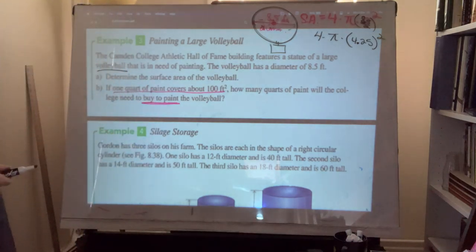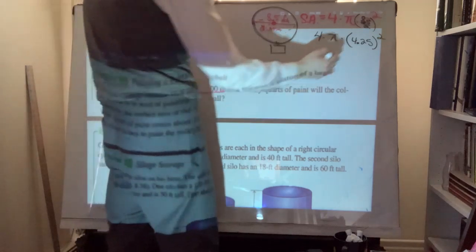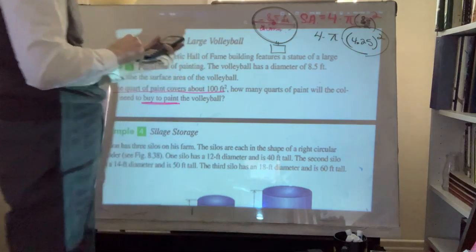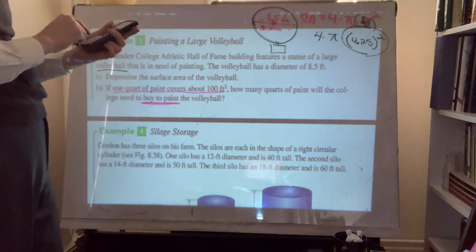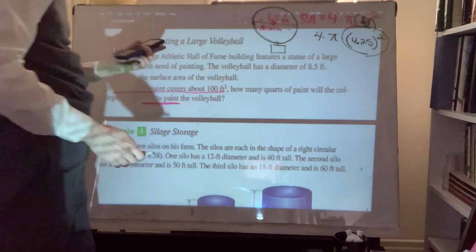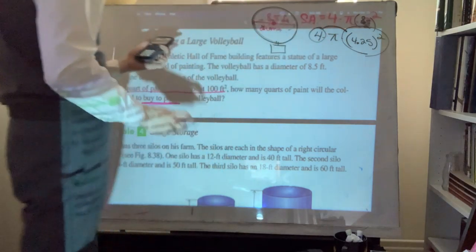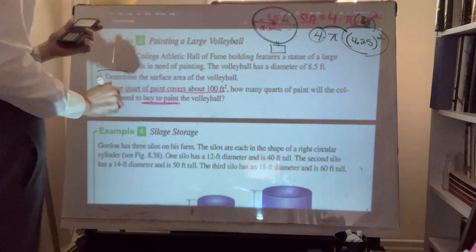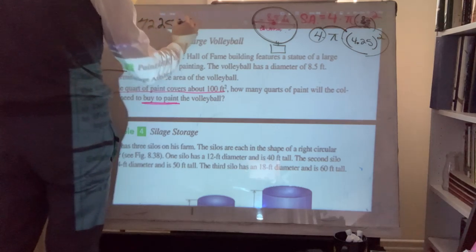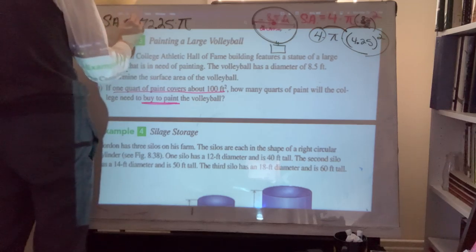Now, again, for strategically rounding last, you would square this first, right? 4.25 times 4.25, just to expedite, is what? Large number, right? Times 4 would give you, this is a decimal, you should get 72.25 pi. That is the exact surface area.